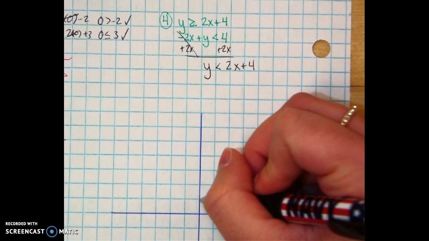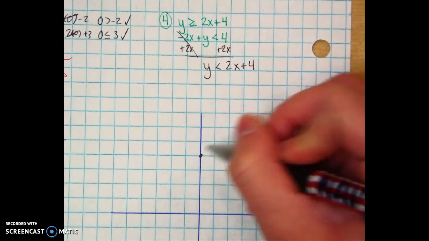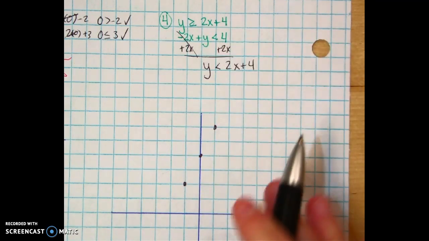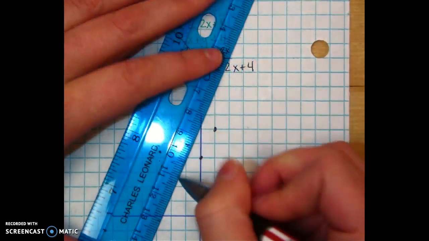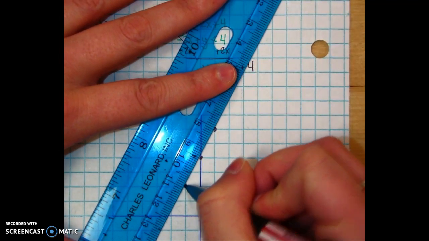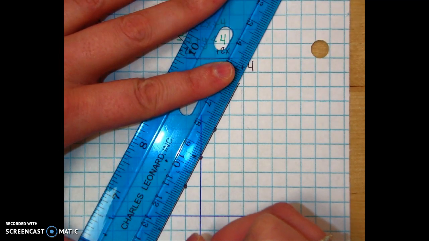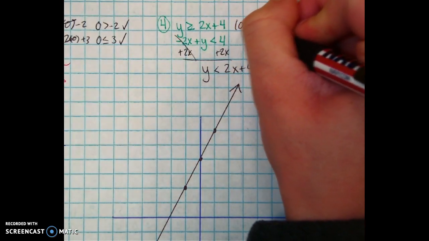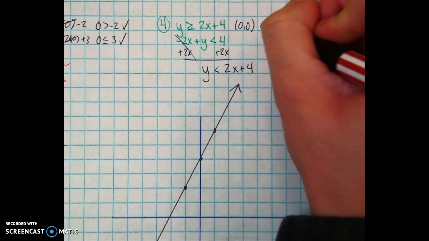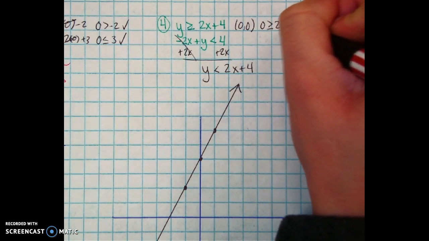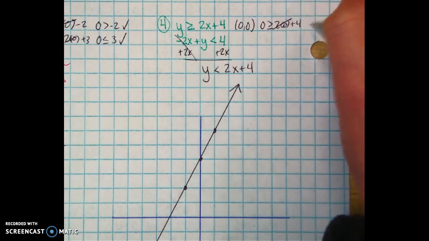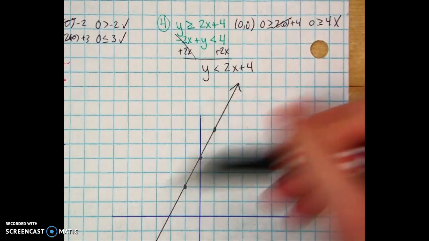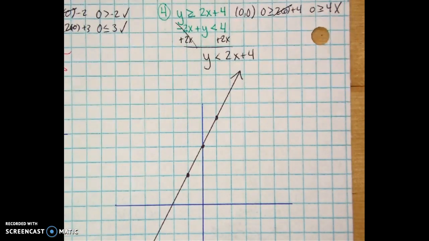Let's see, I start at 4, 1, 2, 3, 4, go up 2 over 1, and it's a solid line. Okay, I'm going to try 0, 0. So 0 is greater than or equal to 2 times 0 plus 4. 0 is greater than or equal to 4. That's not true, so I shade above the line because I do not include 0, 0.